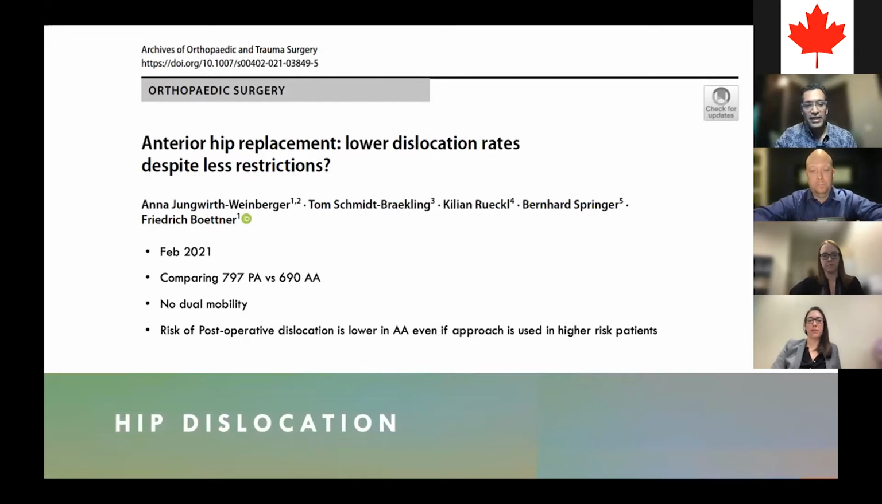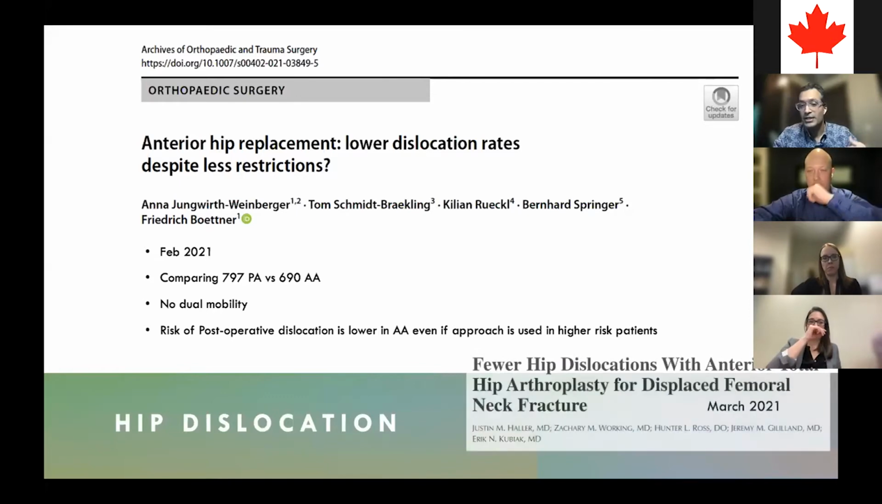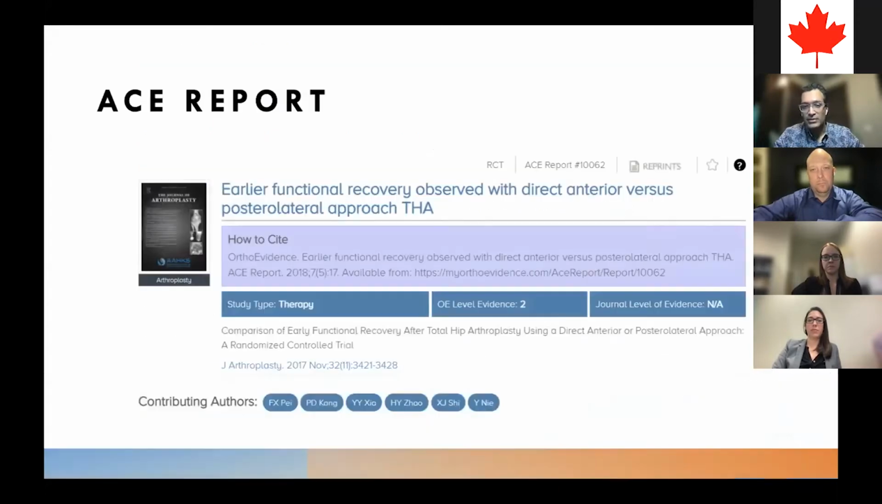Looking specifically at the anterior approach, this is a 2021 article that looked at just under 800 posterior approach patients with 690 anterior approach patients. No dual mobility heads were used here. I tried to compare two even groups, and the risk of postoperative dislocation was lower in the anterior approach, even in those with higher risk patients. And a study in March of 2021 showed that when you look at higher risk patients, for example, those who have displaced femoral neck fractures, the anterior approach still had a lower risk of dislocating.